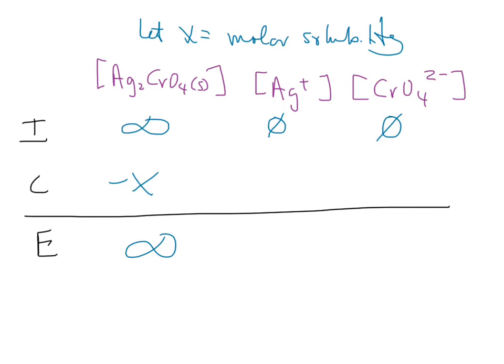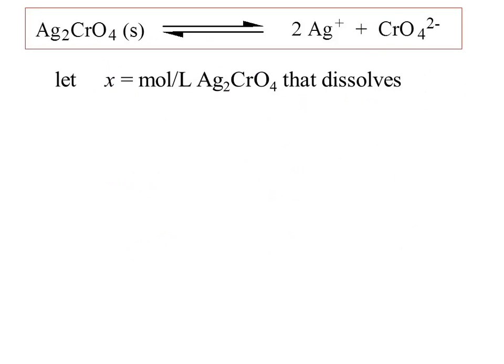But can you see, if you look at the balanced equilibrium, what goes right here in terms of x? Does that make sense? Very good, 2x. And then what goes over for the chromate? Just x. Perfect. Very good. At equilibrium then, we have 2x for the silver and x for the chromate. And we can take those and substitute them back into our equilibrium constant expression.